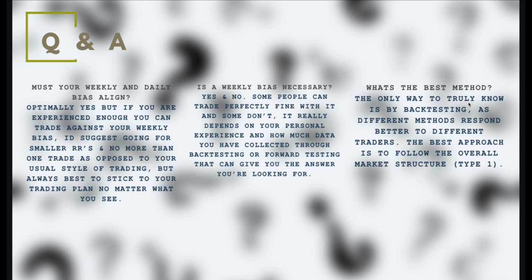What's the best method? I know that a lot of people are wondering, what's the best method to find weekly bias? And the only way to truly know is by back testing, as different methods respond better to different traders. The best approach is to follow the overall market structure, type 1. So if there's anything that I recommend you do, it is to follow type 1 structure always, and then try to find a method that revolves around the type 1 structure. Okay, always follow type 1 structure. And if you have any questions that I didn't address, please add them in the description, or send me a DM in the Discord, or post it in the Discord. All right, now let's move on.